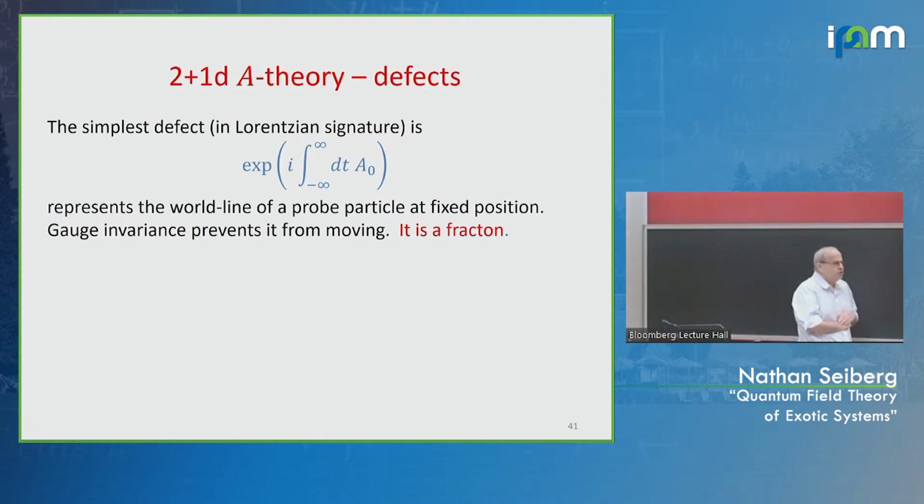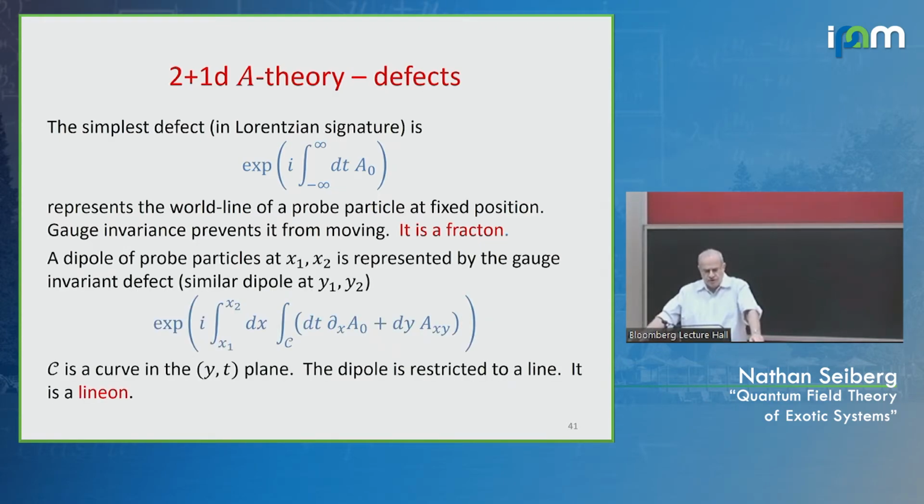Using terminology that you heard in other lectures, this is a fracton. So the probe particle of this tensor gauge theory is a fracton. It is stuck at one point in space, and it cannot move in space. You introduce it at some point, and it's stuck there once and for all. It's not that it costs a lot of energy to move. It cannot move in a gauge invariant way.